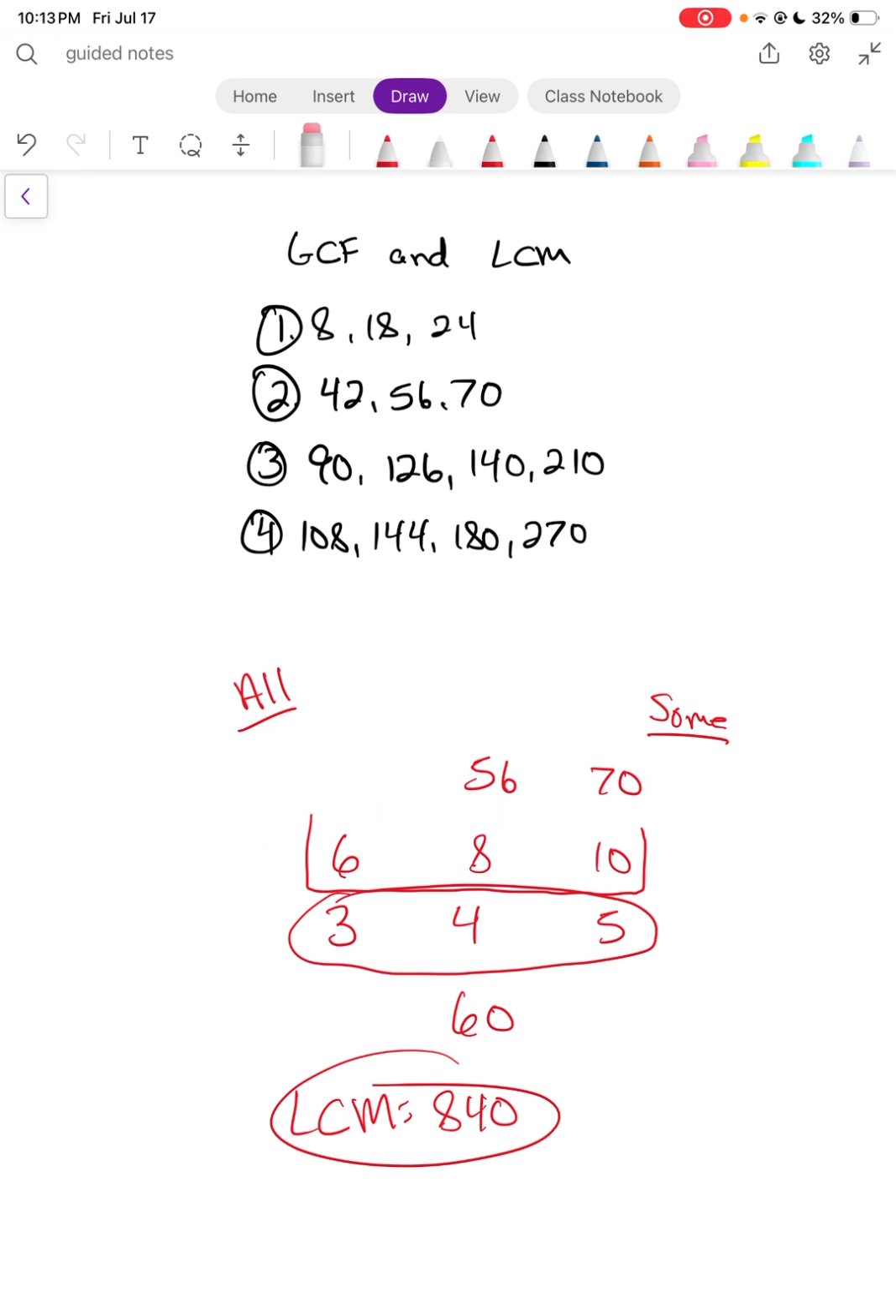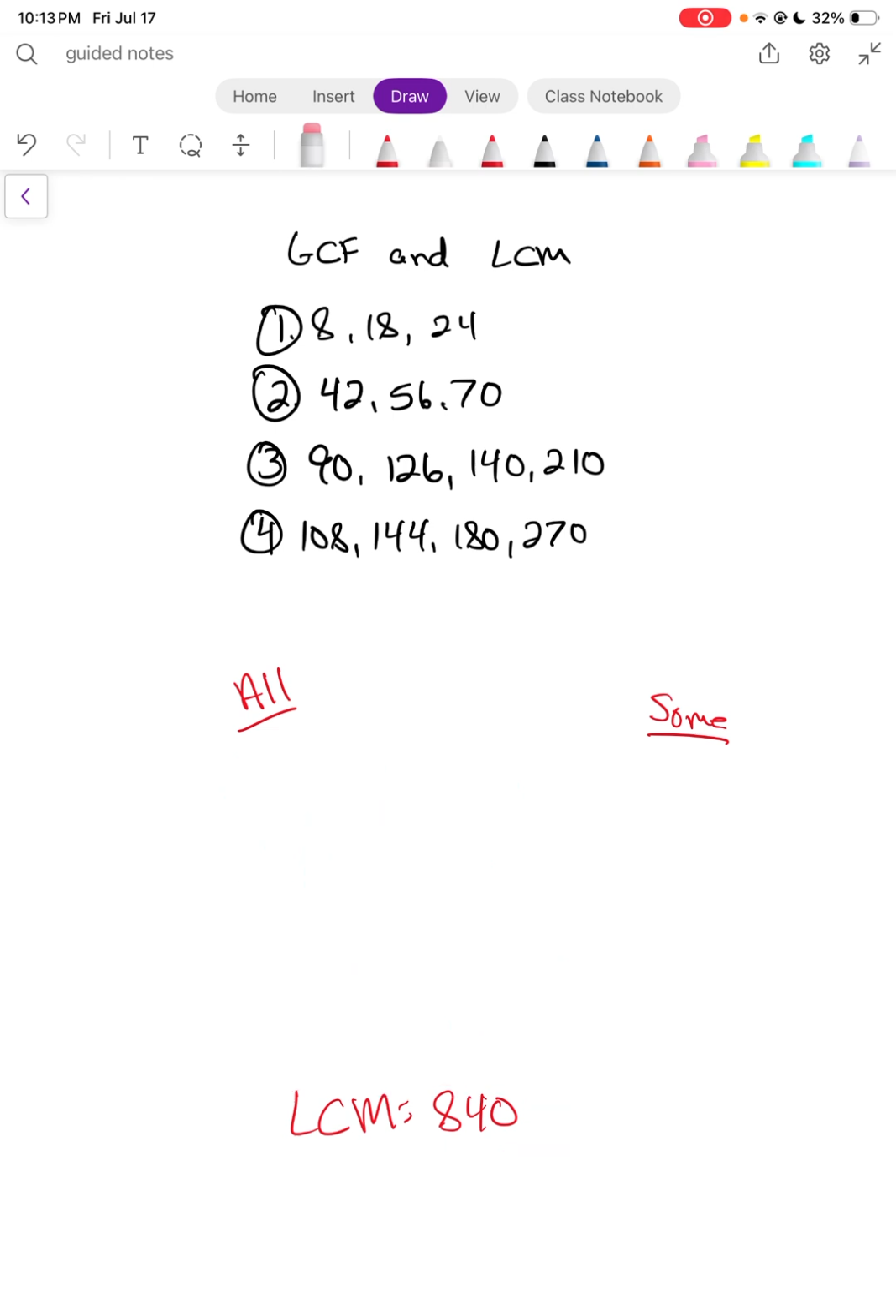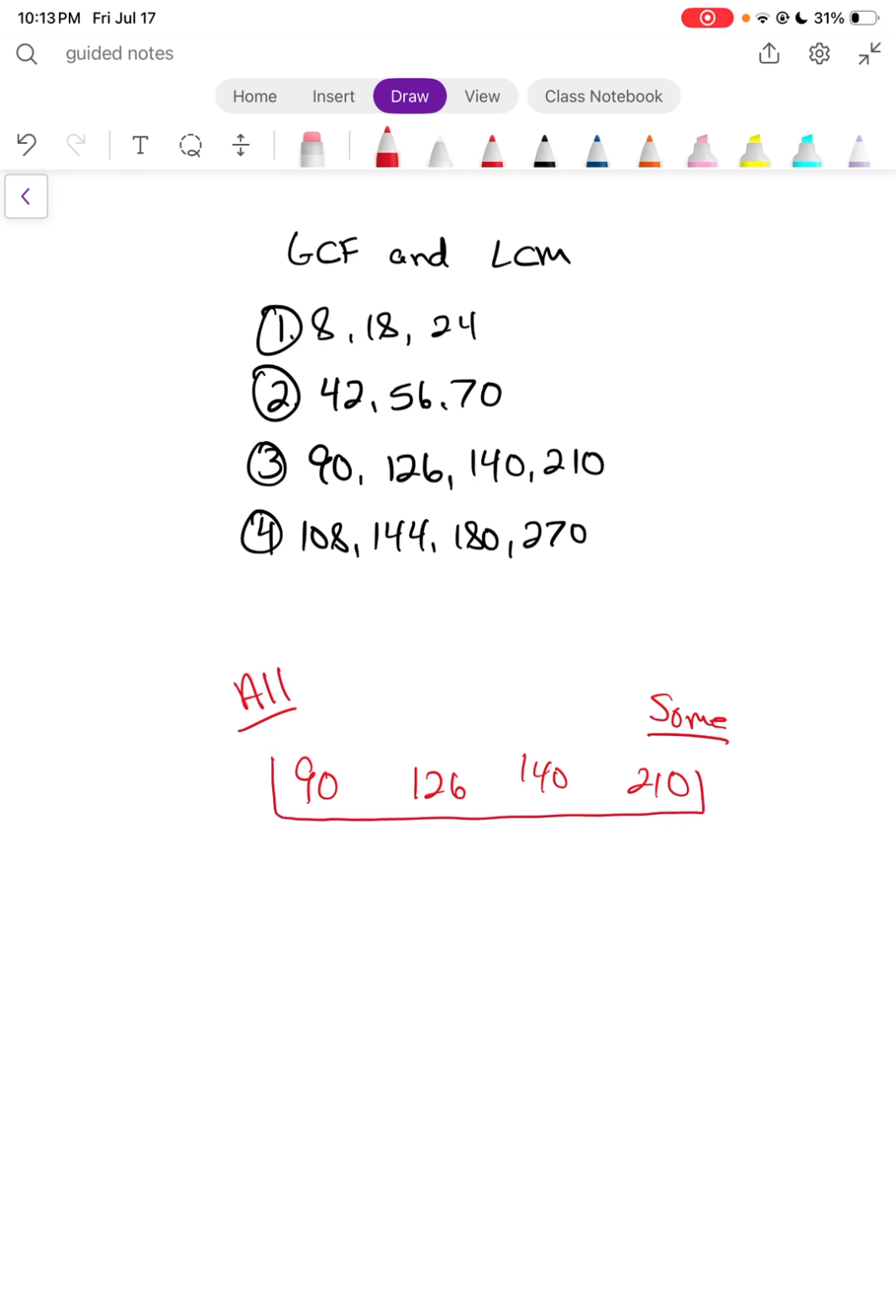What if you have 4 numbers? The method is the exact same thing. So what if your 4 numbers are 90, 126, 140, and 210? And again, I always use the number 2 if they're all even, just to simplify it down. That gives me a 45, a 63, a 70, and a 105. Is there anything that'll divide into all those? I can't think of anything.